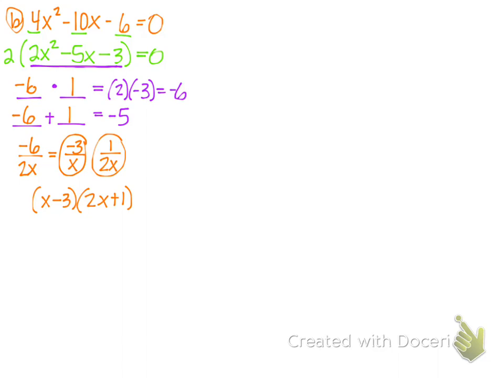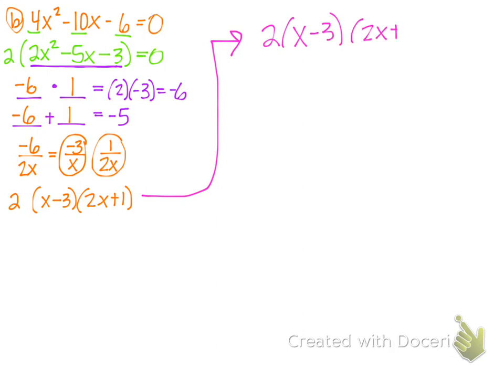But we cannot forget, what did we take out at the beginning? We took out a 2. So here's our factored quadratic function. Now, here's the next thing we got to do. I'm going to come up here to the top. I'm going to rewrite it. 2 times x minus 3, and then 2x plus 1. And we're going to set that equal to 0.